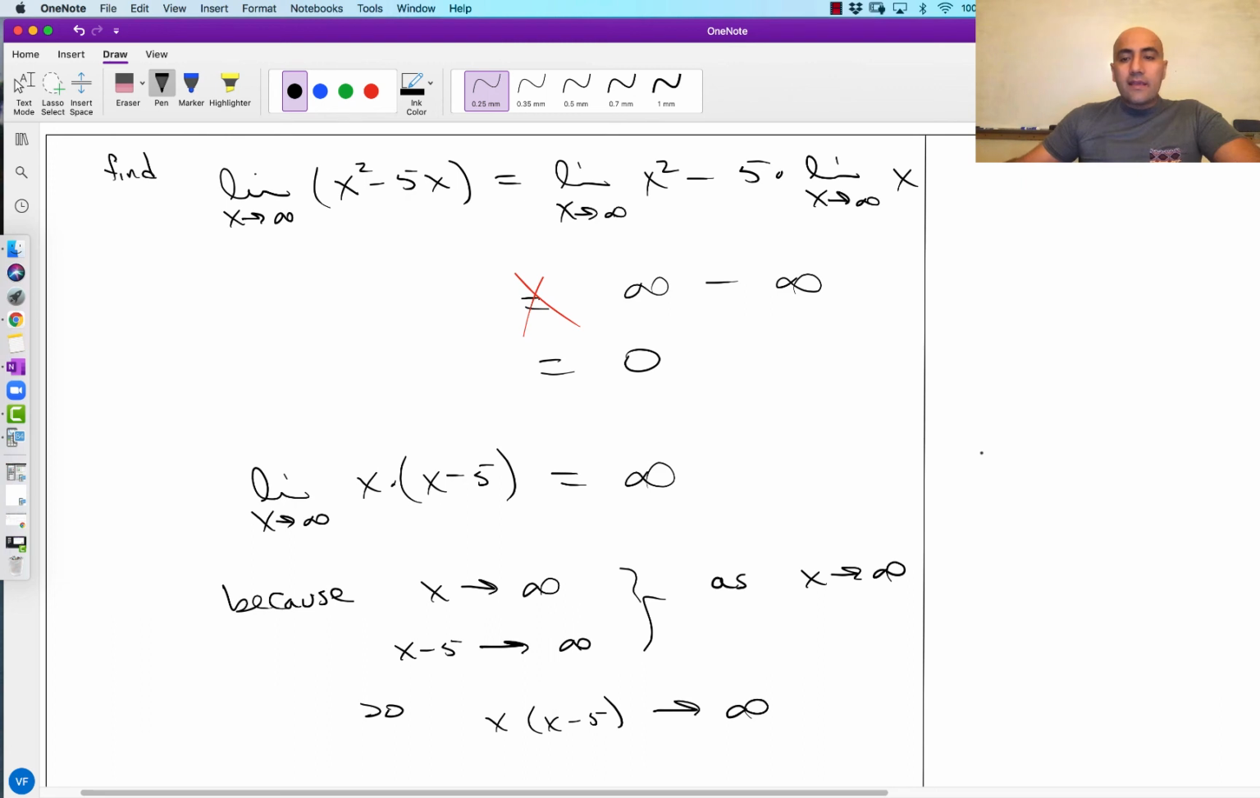can conclude that something that's growing toward infinity plus something that's growing toward infinity is just going to be infinity, and something that's growing toward positive infinity being multiplied by something that's growing toward positive infinity, we can just conclude that that's going to grow toward positive infinity. It's just something that's growing to infinity minus something that's growing toward infinity, that's what causes a problem, right? That's the only one where we cannot conclude that it equals zero. We have to do something else.